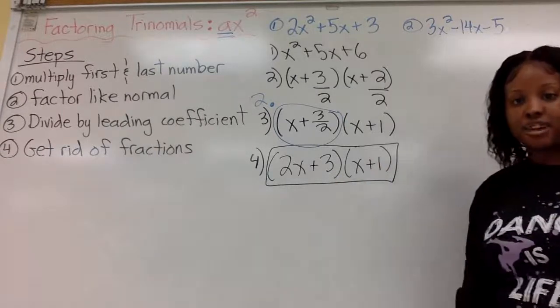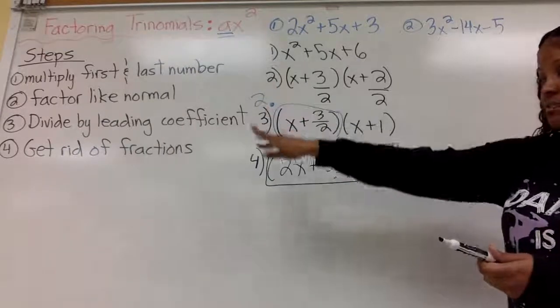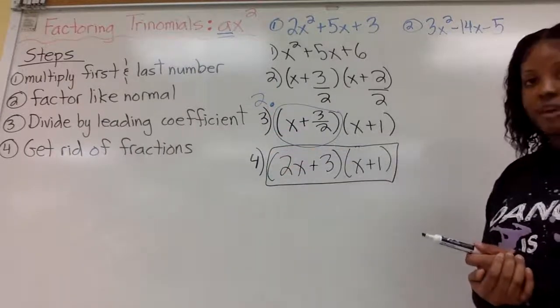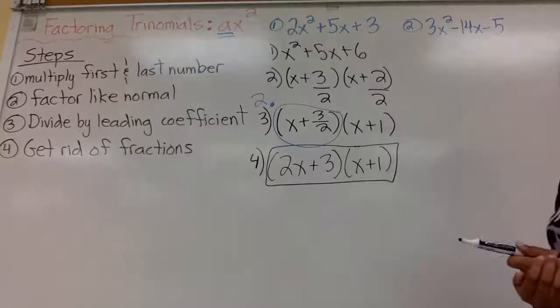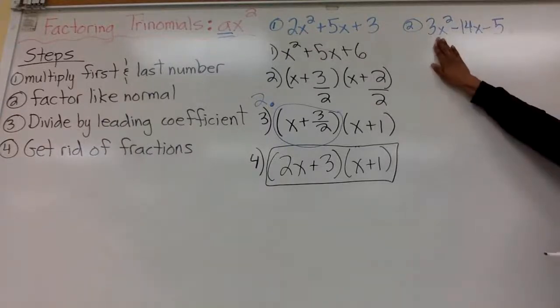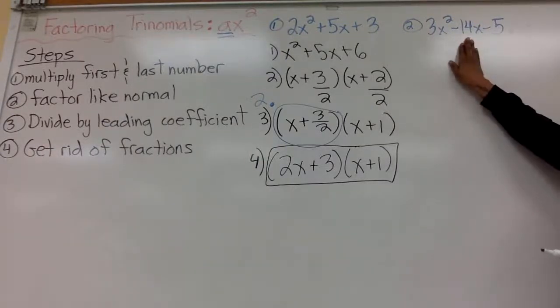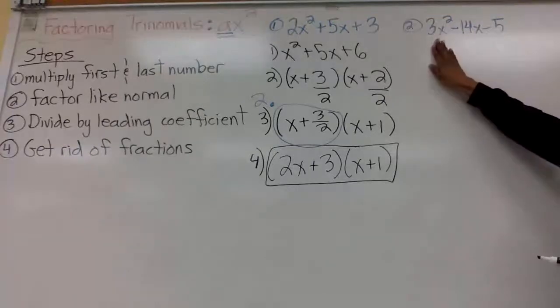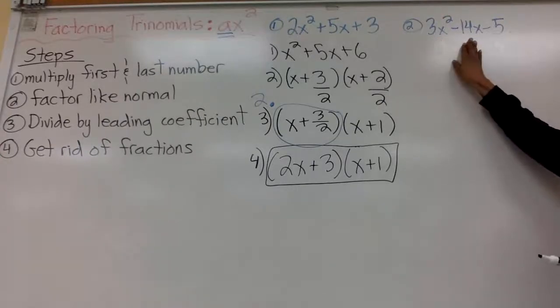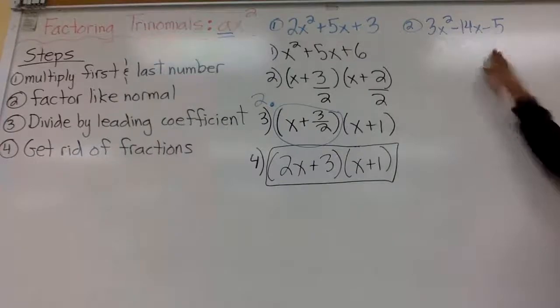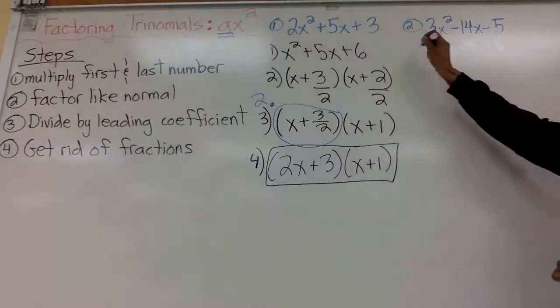All right, let's definitely go through and try some more. Again, we got our 4 steps over there. We're going to go through and do our 4-step method for the next problem. So the next problem is 3x squared minus 14x minus 5. And we're going to go through and do our 4 steps over there.